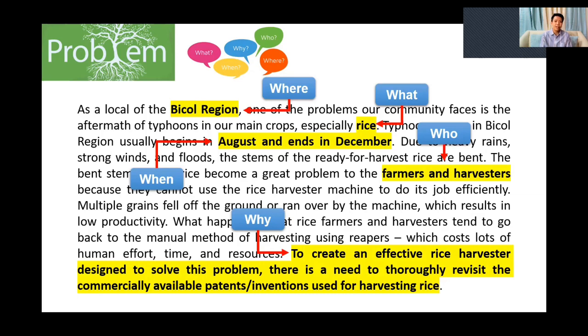What here is rice. When is the typhoon season in the province, which is usually from August to December. So who are the farmers and the harvesters? And why is the purpose and significance of the topic, which is to create a new and effective rice harvester that would solve the low productivity issues of the currently available rice harvester.